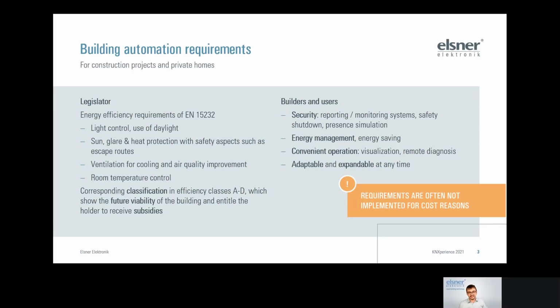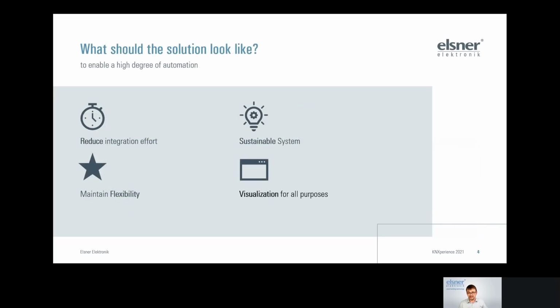In reality, those requirements are often not implemented for cost or time reasons. In this case, a solution for this rather significant problem would be a high degree of automation, implemented through reduced integration effort in terms of cost and time. Furthermore, a future-proof system must be used, which is also sustainable. The flexibility must be maintained so that the integrator and even the end user can also make changes and fulfill their wishes within the system. Finally, the system must be clearly visualized for all purposes.